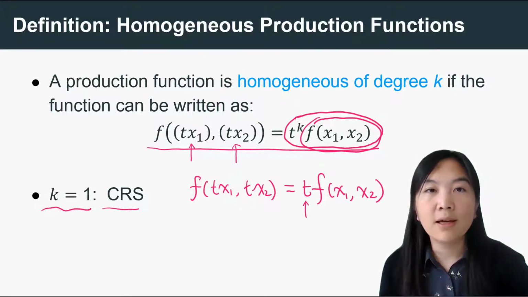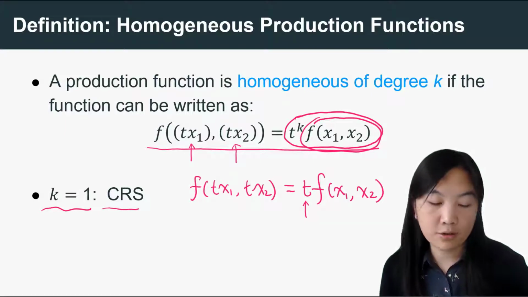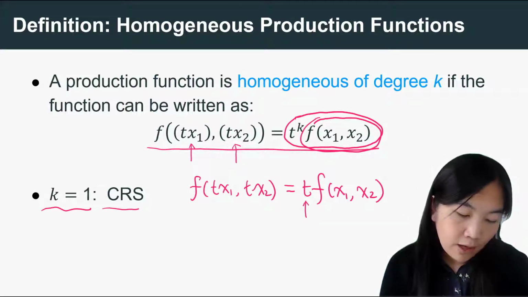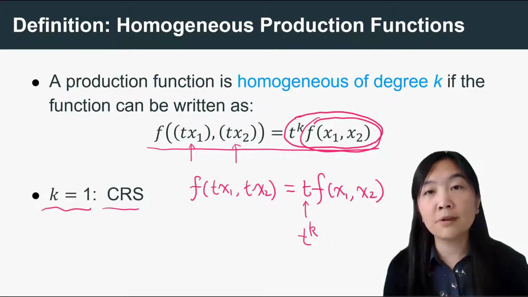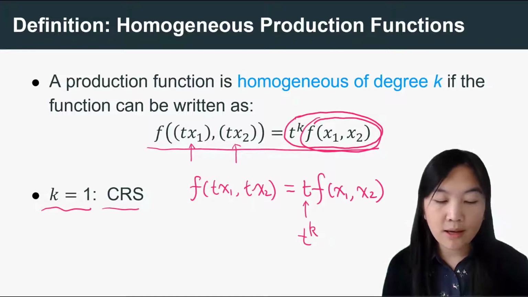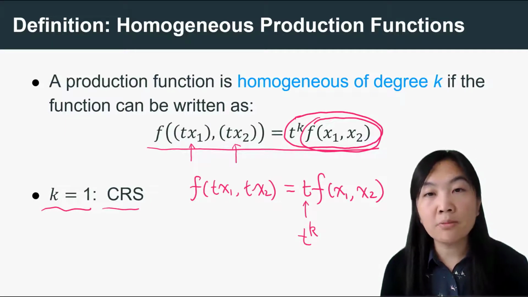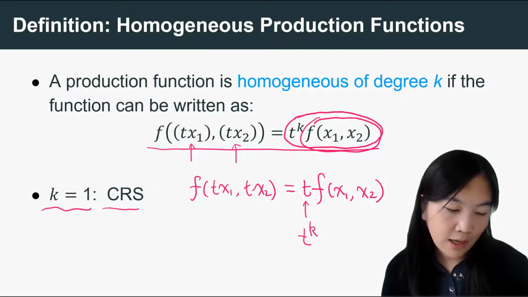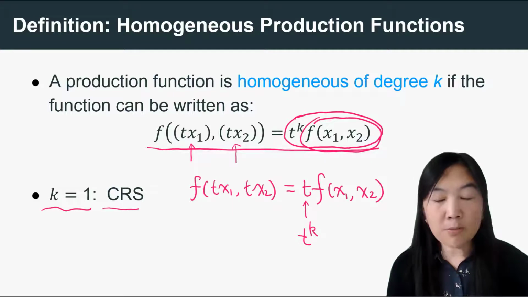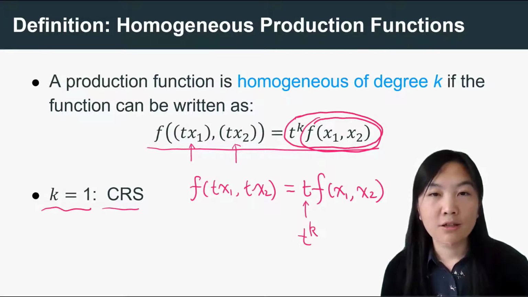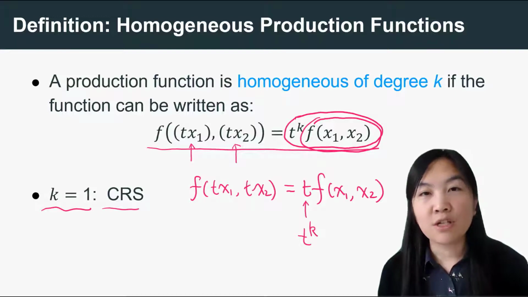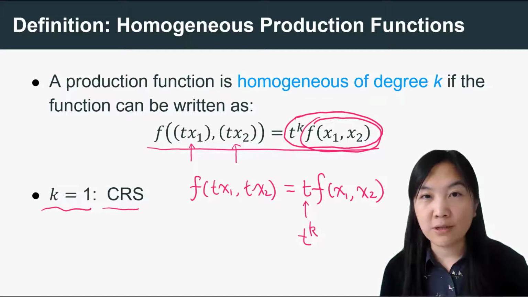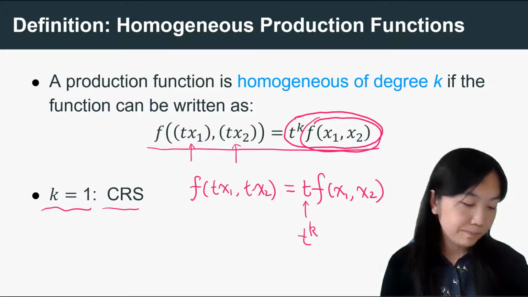So that's basically the case for a constant return to scale. If, however, the output is not t times the original output level, it becomes t to the k, whether you're getting more output or less output, then that depends on the value of k. So this homogeneous function is trying to give you an idea of what is going to happen to your output if you change your scale of production.